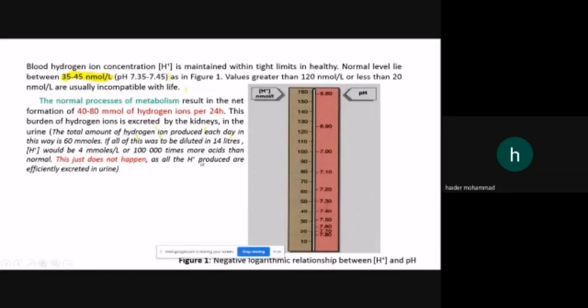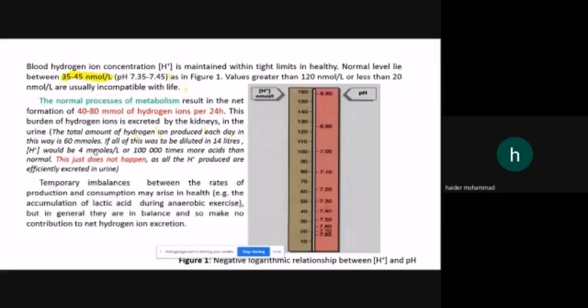Why? All the hydrogen ions, or this is a proton. If you see hydrogen without brackets, read it as proton, hydrogen with a plus. All the protons produced are efficiently excreted in the urine. The organ that plays a significant role in reducing this amount, formed daily over 24 hours, is the kidney, by renal excretion with the urine.